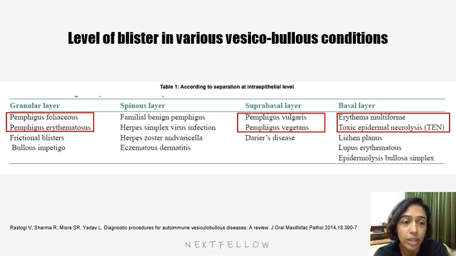In the granular layer, that means superficial blisters, most important are pemphigus foliaceus and pemphigus erythematosus, which is a less common variant of pemphigus foliaceus. In the lower spinous layer, that's the suprabasal layer, most importantly pemphigus vulgaris and a variant of it called pemphigus vegetans. And at the basal layer of the epidermis, most importantly erythema multiforme and its most severe form, toxic epidermal necrolysis or Stevens-Johnson syndrome.